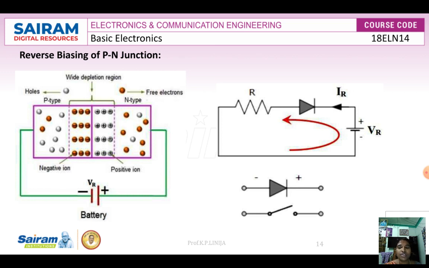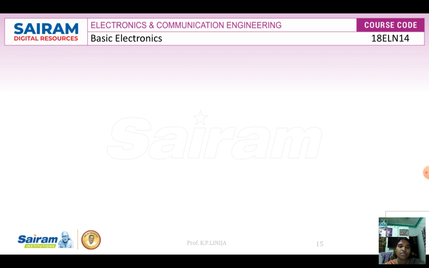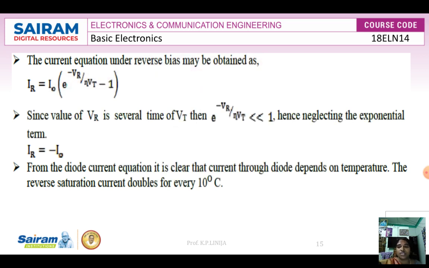So in the reverse biasing of the PN junction we have a wide depletion region, and in the forward biasing of the PN junction we have a narrow depletion region. In the same way as forward bias, let us discuss the reverse saturation current. The reverse current is represented as IR, and it can be represented by I naught into e power minus VR divided by eta Vt, minus 1.